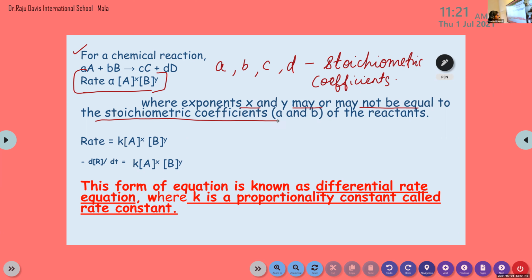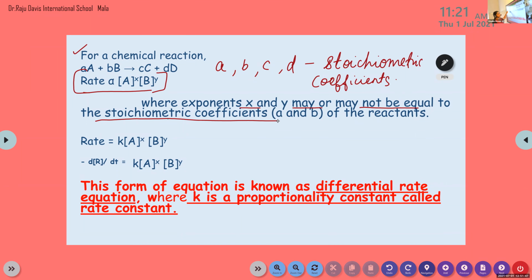Clear? We just consider a general chemical reaction aA + bB gives cC + dD, and the rate is proportional to the concentration of reactants. So rate is proportional to the concentration of A raised to x and the concentration of B raised to y. Here the exponents x and y may or may not be equal to the stoichiometric coefficients. In the previous equation, small letters a and b are the stoichiometric coefficients of the reactants.